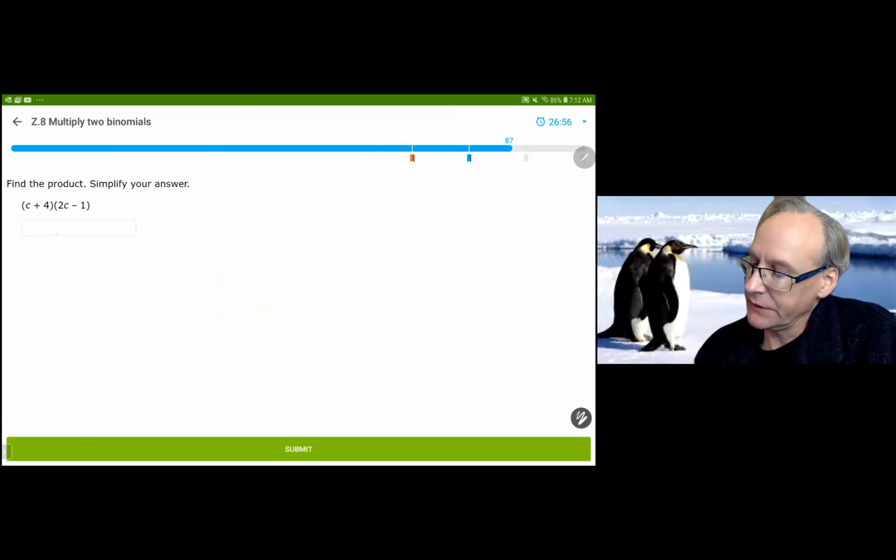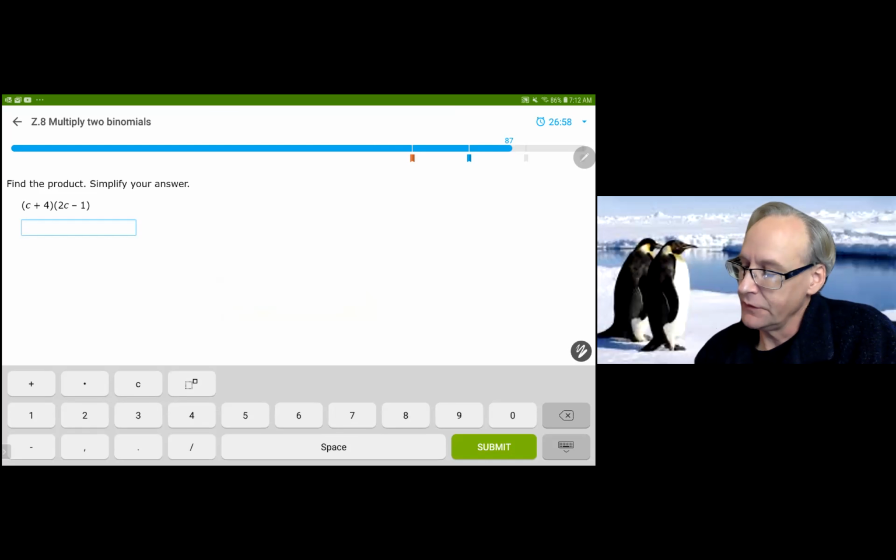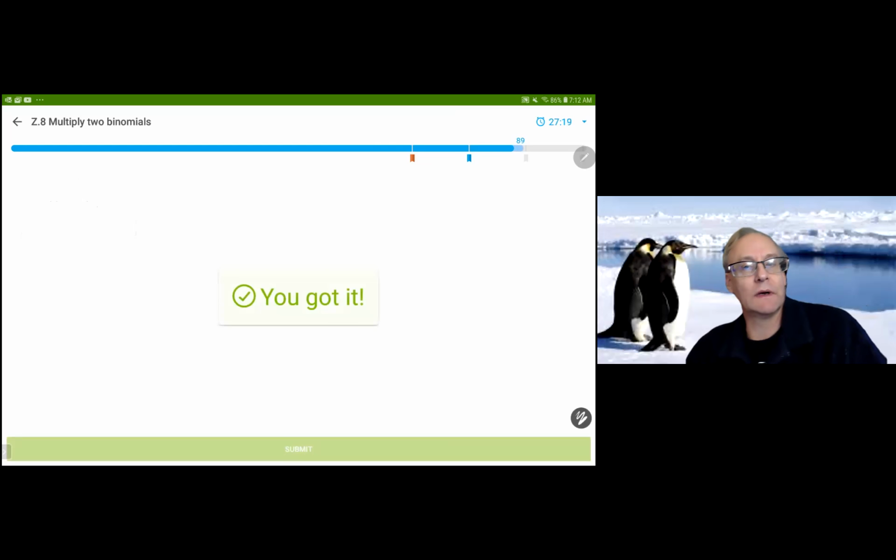Okay, I'll bet you we can do this one in your head. So you have 2c squared. Middle term, 8c minus c plus 7c, isn't it? Minus 4. And there you go. We're all set.